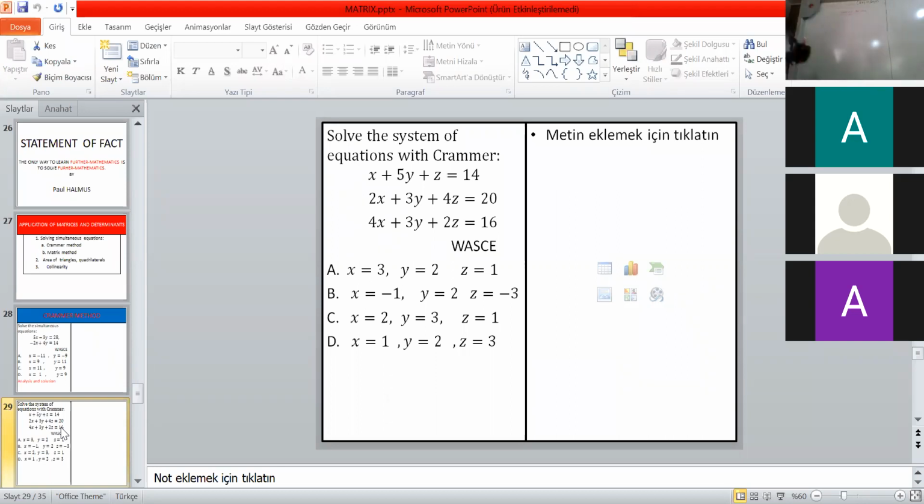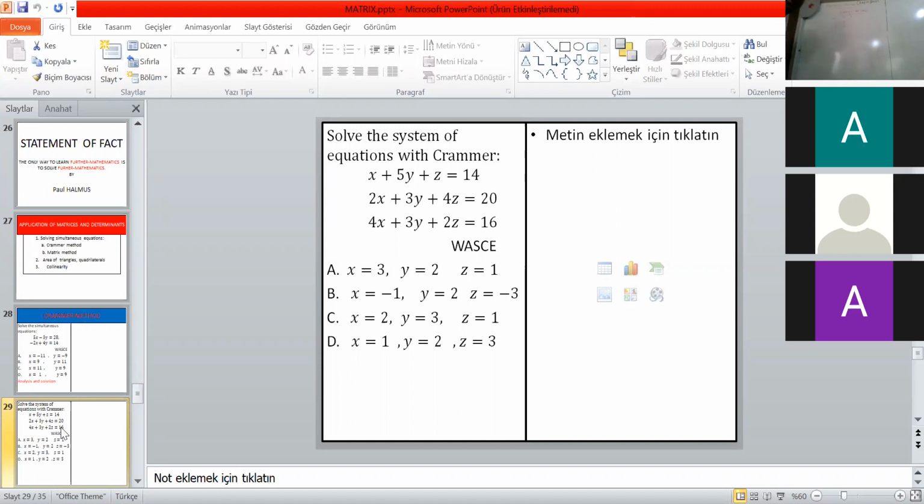The first thing you do is you write out the coefficients. We have x in the first equation, so that becomes 1. That's 1. Now 2. Please be careful when I'm solving this. 4. The next is 5. Then I have 3. So the next one is 1. The coefficient of z there is 1.